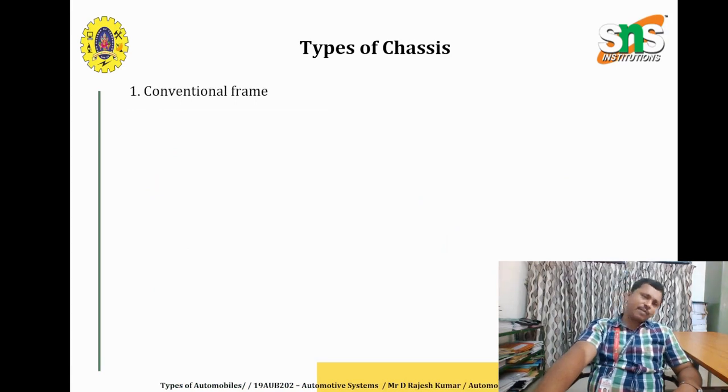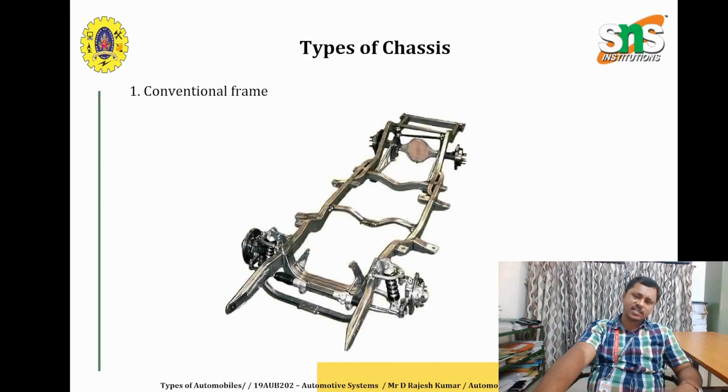So the next topic, we are moving on to the types of chassis. There are different types. One is the conventional chassis, otherwise called the ladder frame. You can see this is like a ladder. There are two columns, and in between the columns there is a crossbar. That is a conventional frame. It is like a ladder, and this is how it will look.